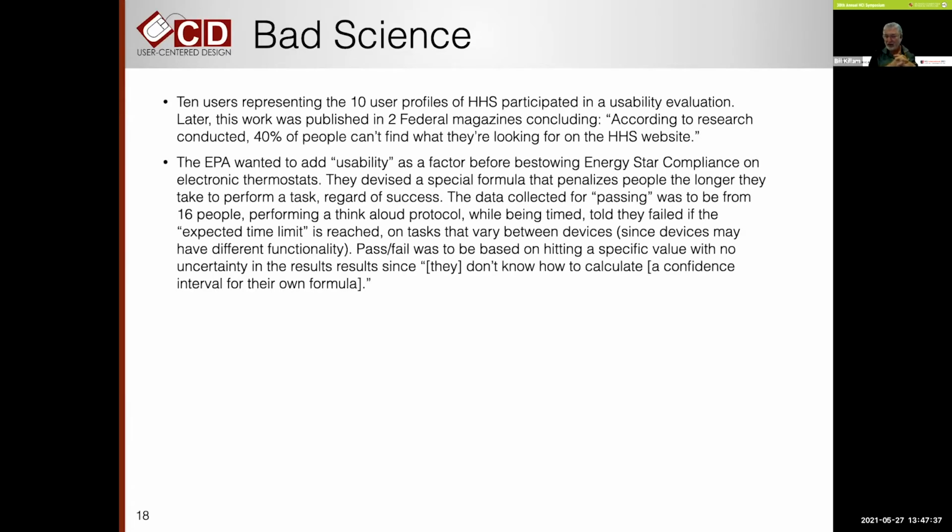The EPA wanted to add usability as a factor in giving their Energy Star compliance rating to products. And so they were trying to devise a test to do that. And the problem is that they came up with a series of tasks, but not every thermostat supported it. And so in their protocol, they said, well, it doesn't matter. We'll just evaluate the ones they can perform. So they're not even equating equal things together. They came up with a special formula that penalized people the longer they did the task, on the assumption that that was why people wouldn't use it, is, oh, it just got too hard to use, I'm going to stop trying. There's no evidence that that's the case, and there's no evidence that their formula made any sense.